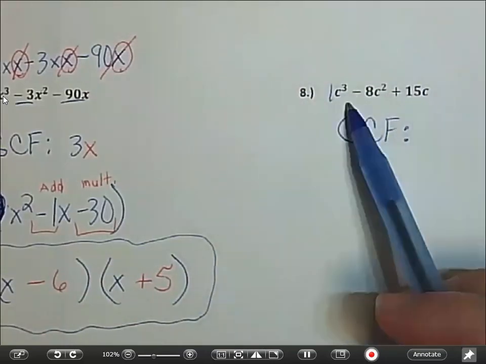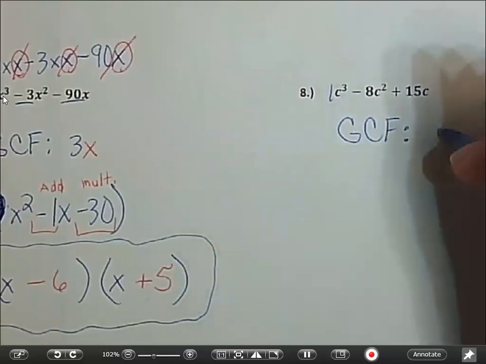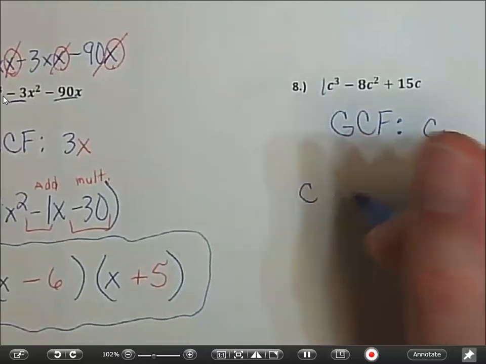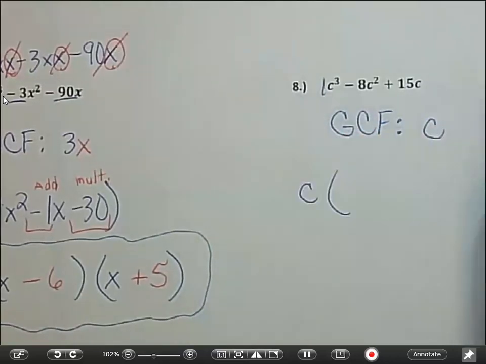But something they all do have is the letter C. So you could say your GCF is C or 1C. Let's bring that out front. And here's the tough part.